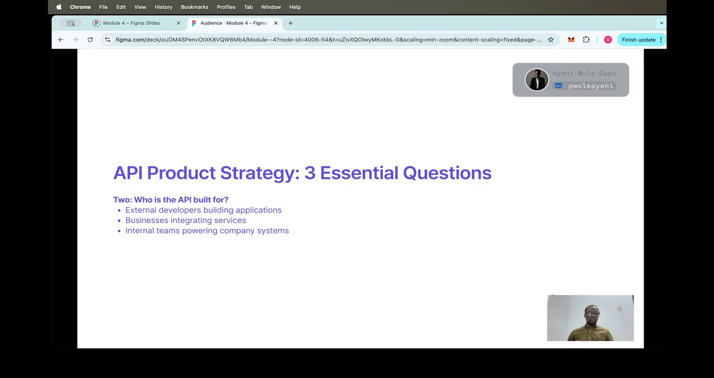Secondly, ask yourself, who is this API built for? Who is my target audience? Why am I building it? And who am I building this API for? Is it for internal developers, external startups, enterprises, or partners? Understanding your audience will influence how you design your API, how you write your documentation, your pricing strategy, and your support strategy.